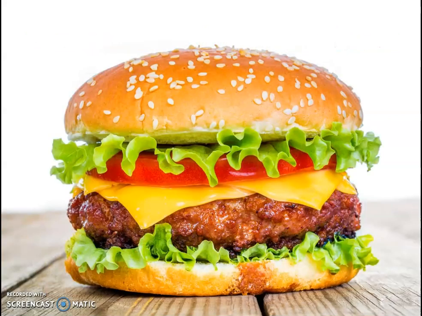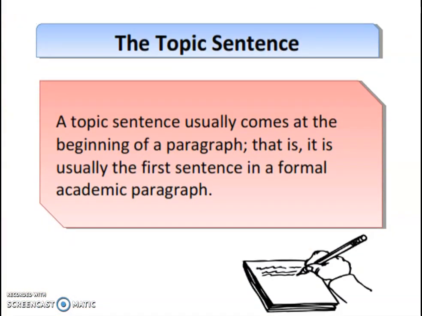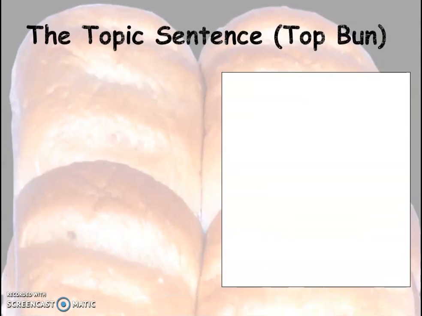So, in writing, a paragraph can be compared with a hamburger. Let's see why it is compared to the hamburger. You know that the topic sentence usually comes at the beginning of a paragraph. That is, it is usually the first sentence in a formal academic paragraph. And in the hamburger, it is represented by the top bun. So the topic sentence in the hamburger is its top bun.